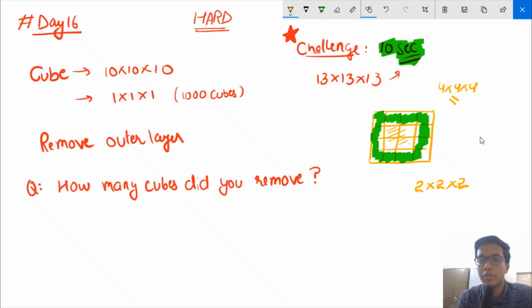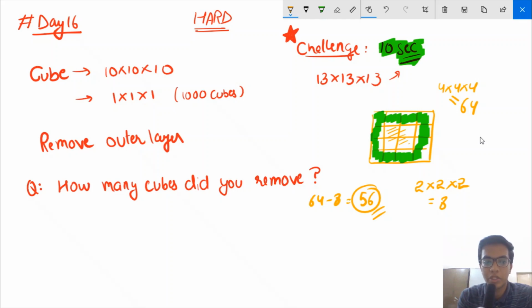They were 4 fours are 16, 16 fours are 64. How many cubes are there after removing? There's a smaller cube of 2 by 2 by 2, which many of you guessed in this way. So that is 8. So how many did we remove? We removed 64 minus 8, that is equal to 56 cubes. So now you can do this question in 10 seconds.